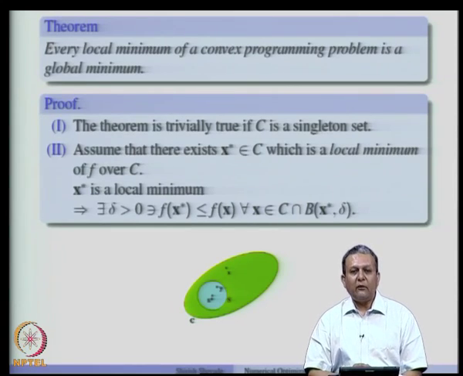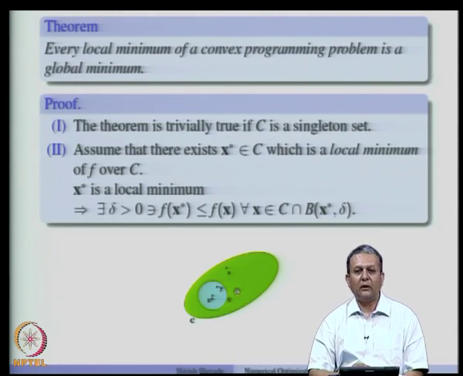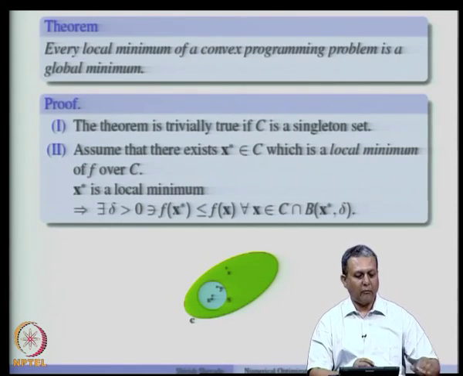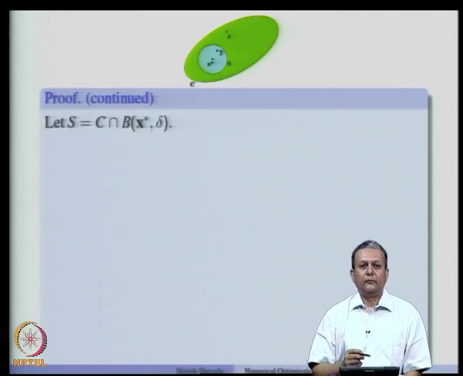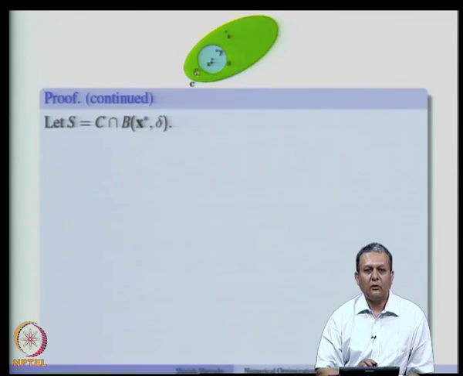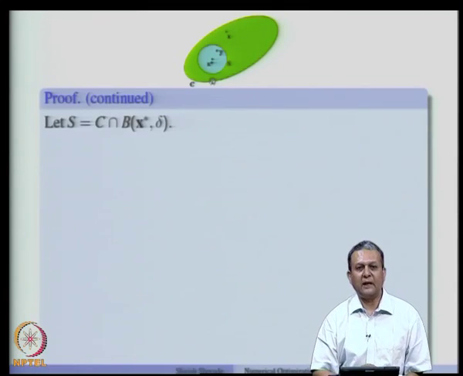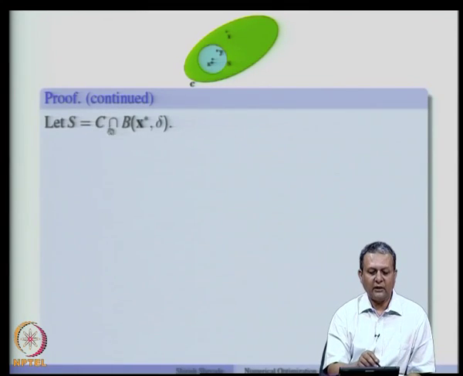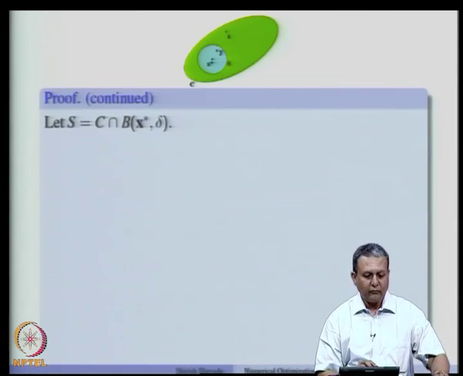So, if you can show that f(x star) is less than or equal to f(x) for any x in the remaining region, then we can conclude that x star is indeed a global minimum. And let us see now how to do that. Let us call this region the feasible delta neighborhood around x star. Let us denote it by the set S. So, S is basically the intersection of C and the delta neighborhood of x star.